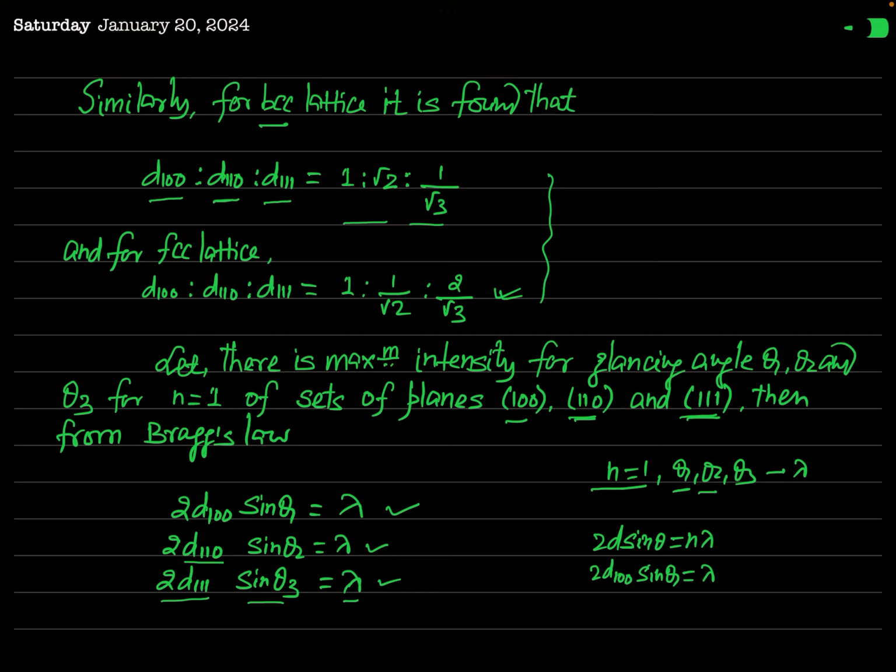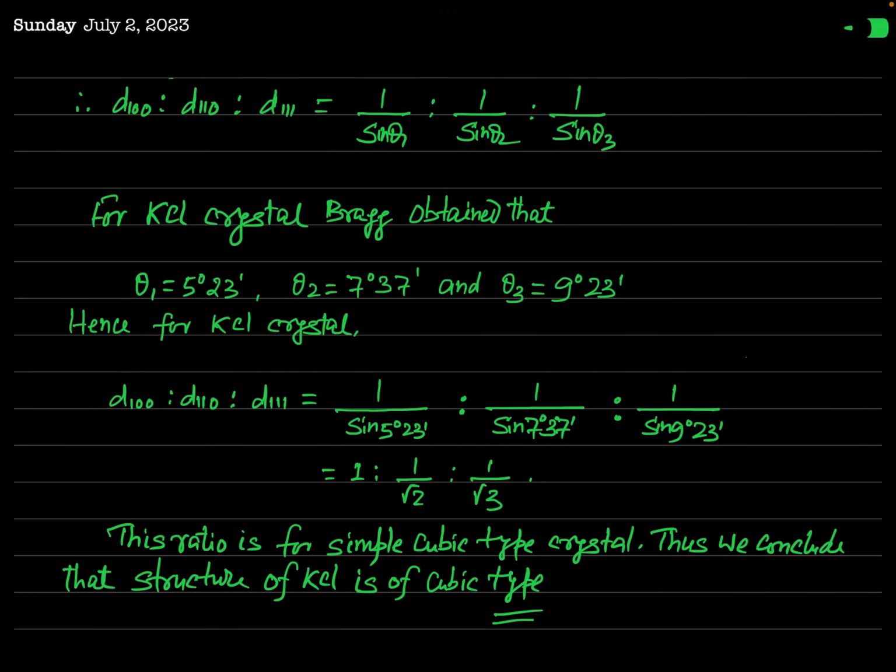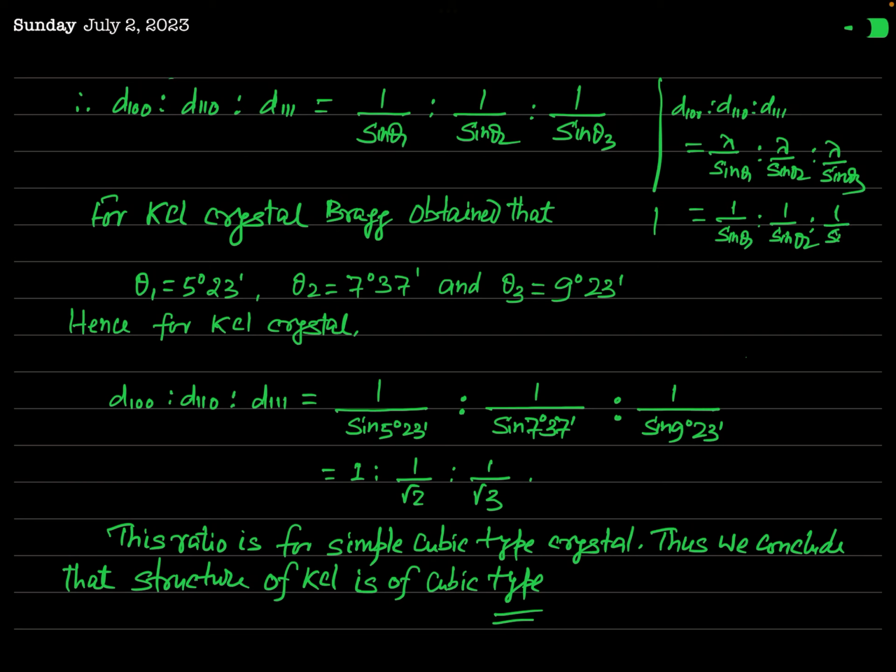You can easily see that in the ratio, 2 is a common factor, so that will cancel out. So d100 is to d110 is to d111 will be lambda divided by sine theta 1 is to lambda divided by sine theta 2 is to lambda divided by sine theta 3. Since lambda is a common factor, this ratio will simply be 1 over sine theta 1 is to 1 over sine theta 2 is to 1 over sine theta 3.